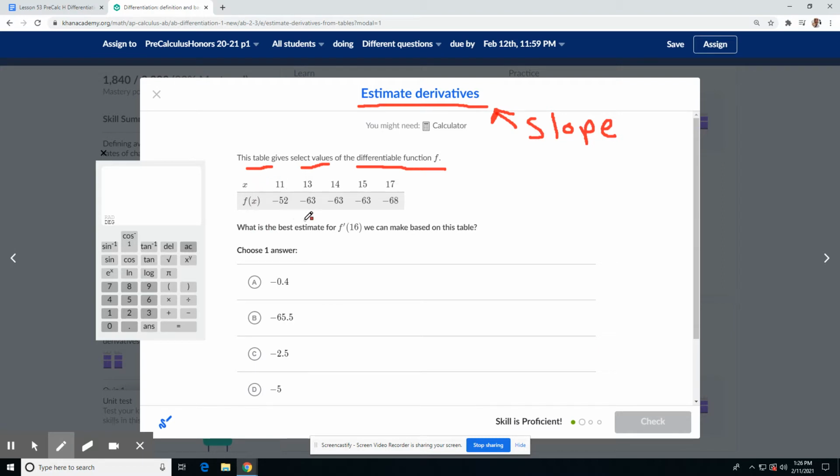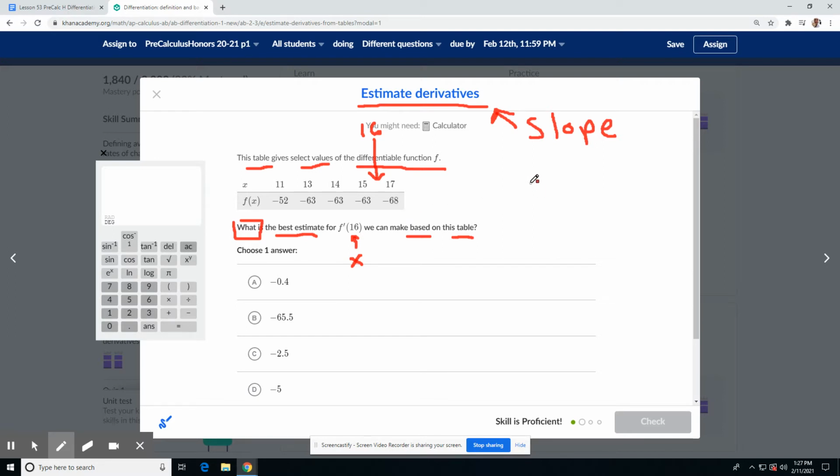What is the best estimate for f prime of 16? So 16 is our x value based on the table. What is the best estimate for f of 16 we can make based on the table? Where does 16 land? Well, 16 is right here. So we would assume that if we took the slope between 15 and 17, that would give us a good estimate.